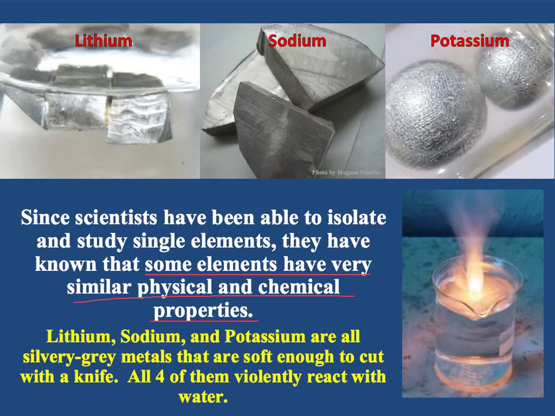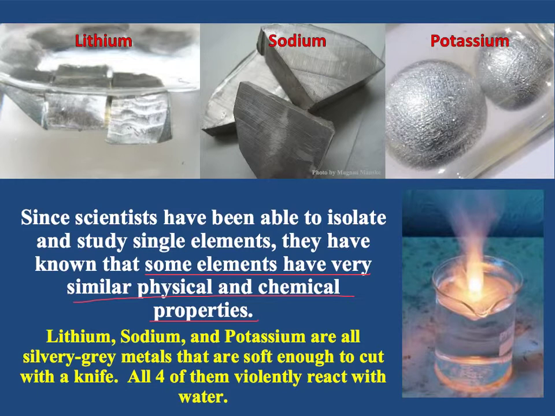So here's some examples. All of these elements pictured are types of metals: lithium, sodium, and potassium. They all have this kind of shimmery, silver, grayish appearance, and they're all really soft metals. You could literally cut them with a butter knife. And if you put them in water, they kind of explode, like this picture is showing you.